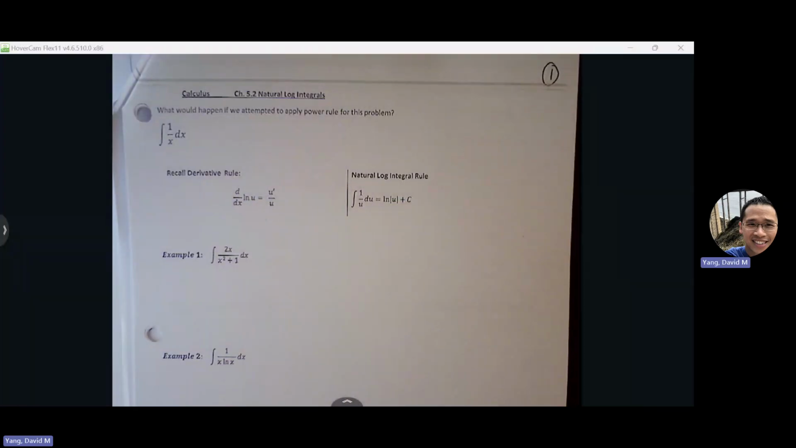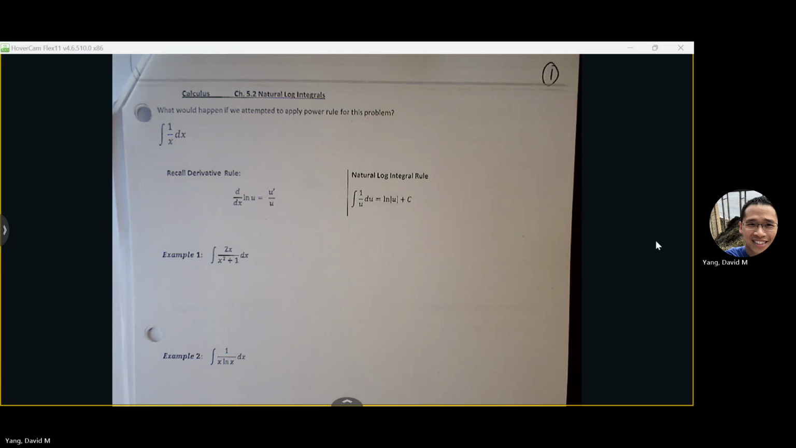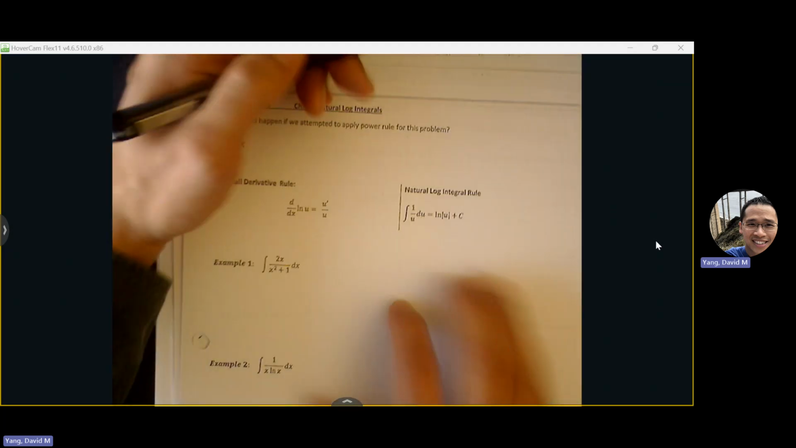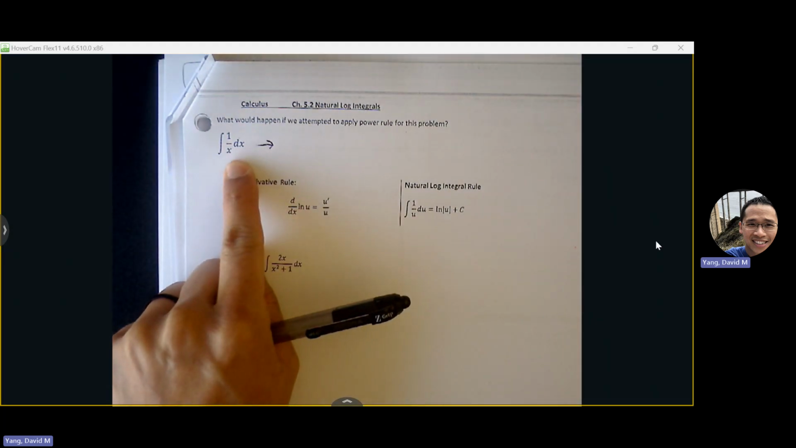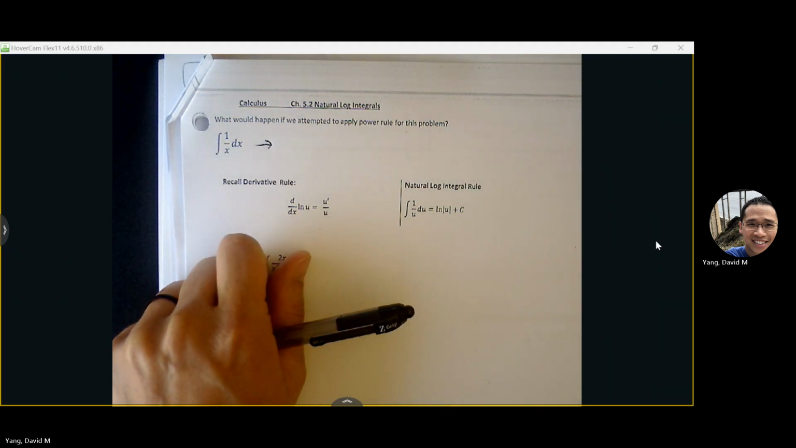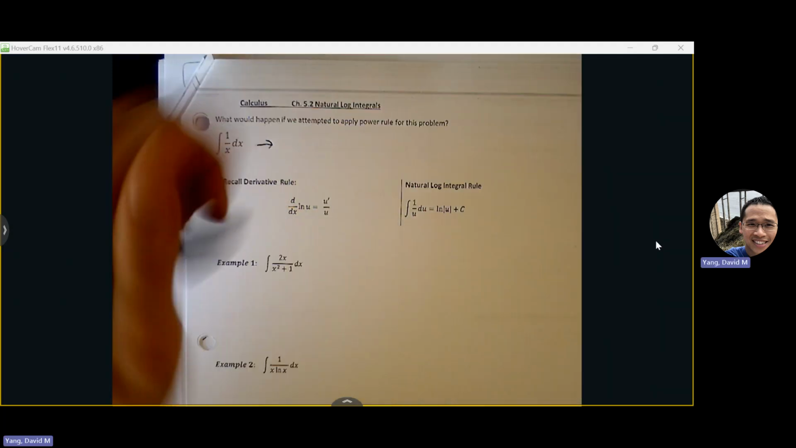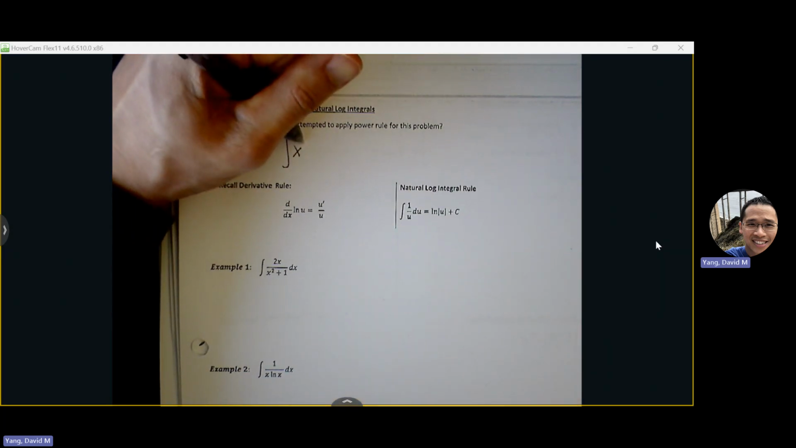Okay, so if we see anything dealing with variables that looks like a rational function, we always are thinking that we want to do power rule. But there's one instance where power rule doesn't quite fit, because let's say we try power rule for this problem. So 1 over x. If we try to bring that x up to the top, this becomes x to the negative 1.